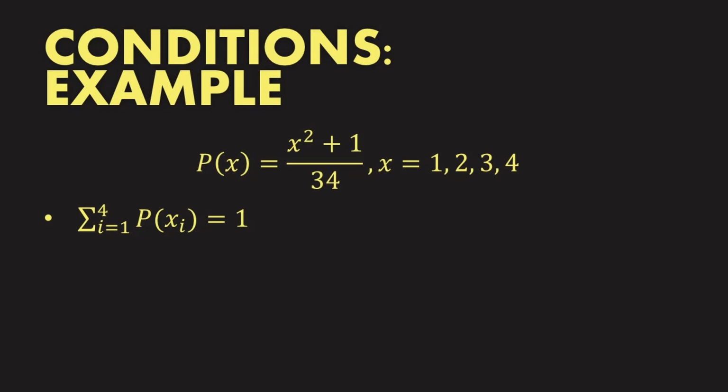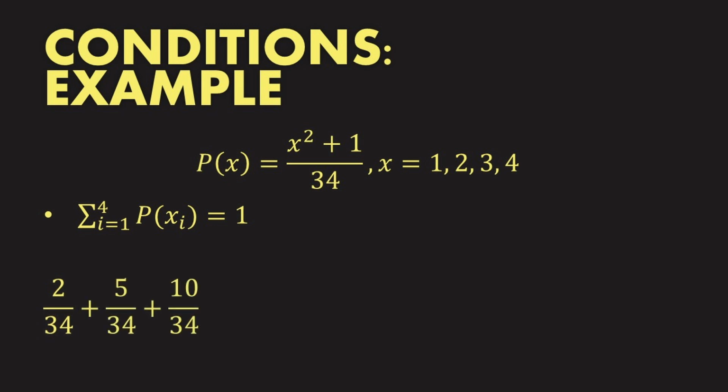The other condition is that if we add all of them, the result is going to be 1. Let's see. 2 over 34 plus 5 over 34 plus 10 over 34 plus 17 over 34 is actually 34 over 34. So it's 1, meaning that the range of this function is a valid probability distribution. So this could be a probability mass function for a random variable. Let's put this in action.